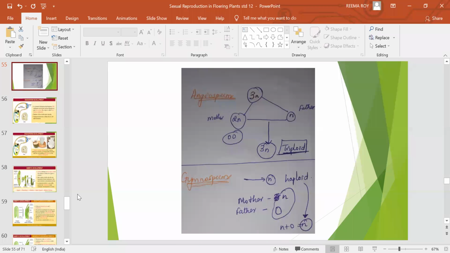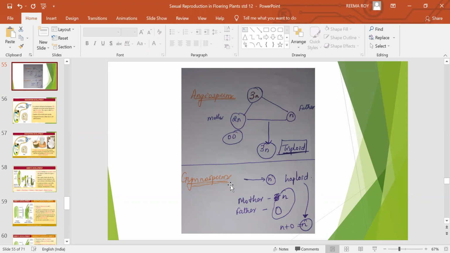Okay. So I just wanted to show this. Angiosperms मतलब flowering plant. ठीक है. Flowering plants are always 3N. तो 3N कहाँ से मिलते हैं? Triploid है. 2N from its mother and 1N from the father. And it forms 3N, that is triploid.